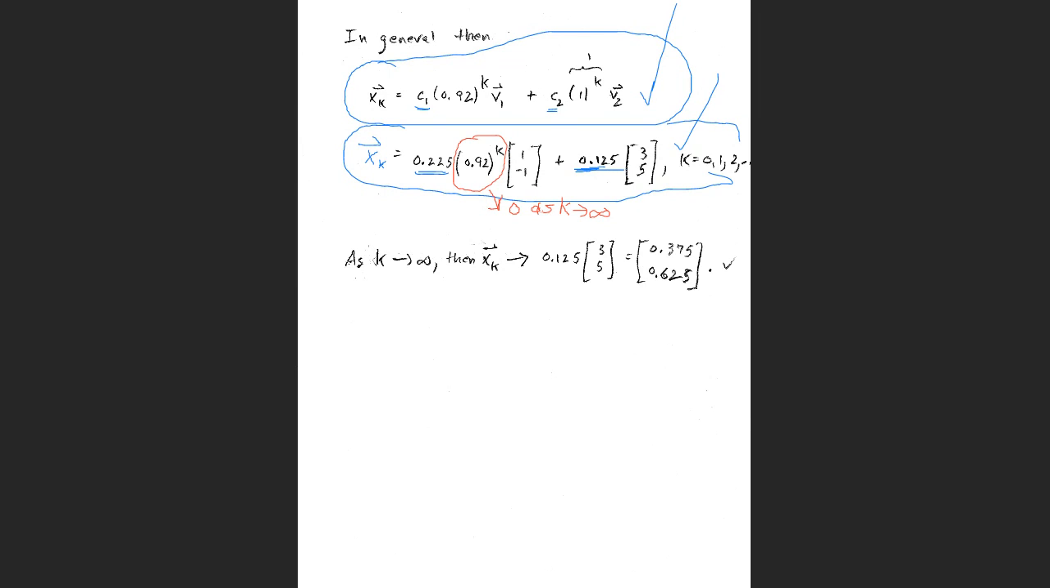So this means then that as k gets large, the entire first portion of the formula drops out, leaving you with 0.125 times 3/5, which in turn will equal 0.375 and 0.625. That vector will be the vector with components 0.375 and 0.625. And so here we showed a different way to find the steady state vector.